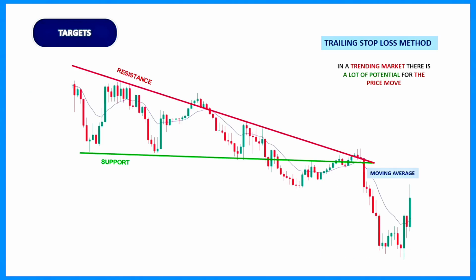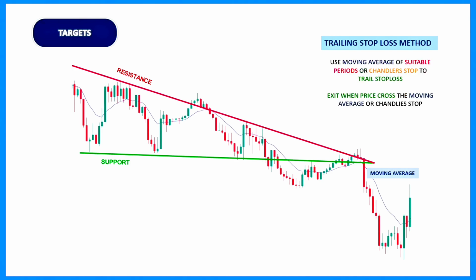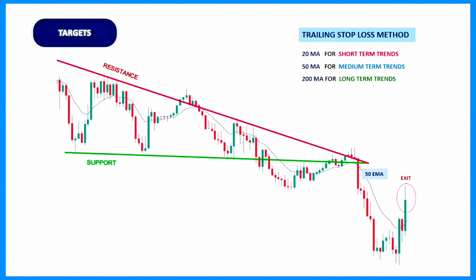The second method is to use a trailing stop loss. Unlike the price projection technique, a trailing stop loss does not use a fixed target profit. Instead, once the price moves in your favor, you trail your stop loss so you can ride the trend as far as it goes. First, decide what kind of trend you want to capture: short-term, medium-term, or long-term. Then trail your stop loss with the suitable moving average. Use the 20-period SMA for short-term trends, the 50-period SMA for medium-term, and the 200-period SMA for long-term. Exit the trade only when the price closes above your chosen moving average.